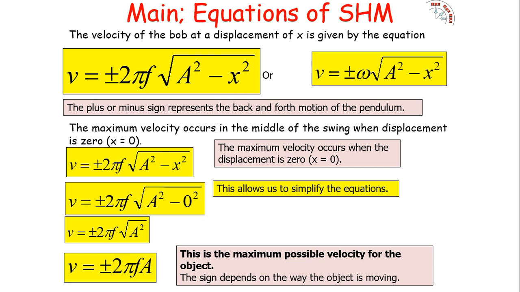Now why have we got a plus or minus? Because it depends on the direction the oscillator is moving in, and this will be the velocity when the oscillator is at equilibrium, because that's when you have the maximum possible velocity.